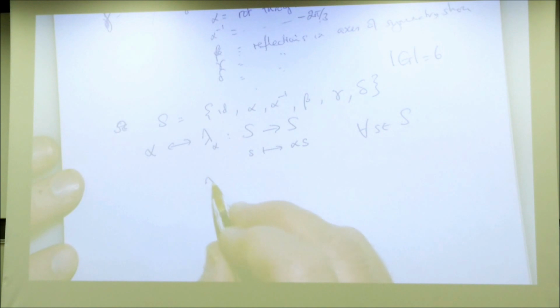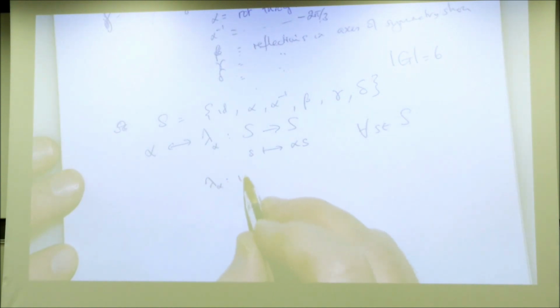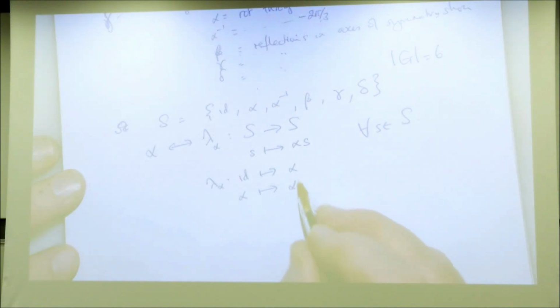So lambda alpha sends the identity to alpha. It sends alpha to alpha squared. Alpha squared is a rotation, the other rotation, which is going to be alpha inverse. Alpha inverse multiplied by alpha is going to be the identity. And then we just have to see what happens to beta, gamma, and delta.